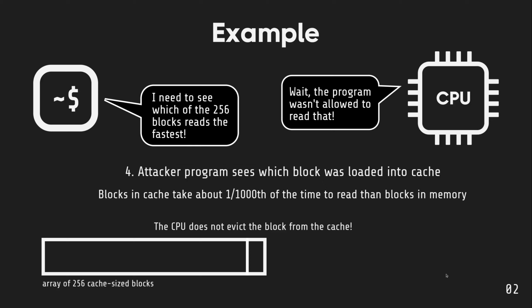Then the CPU eventually realizes it wasn't supposed to do that. It will undo that, won't let the program print out information, whatever, right? But the block remains in cache, right?